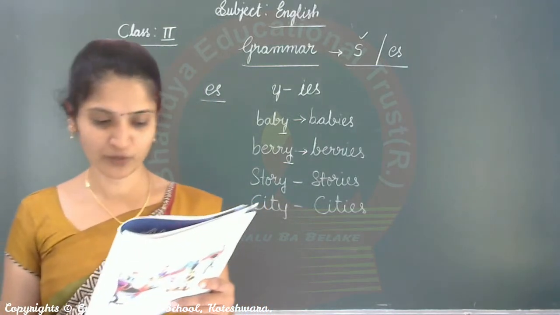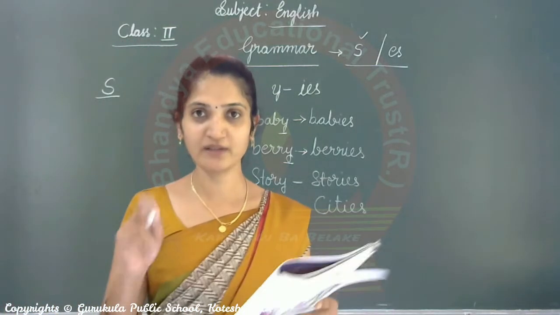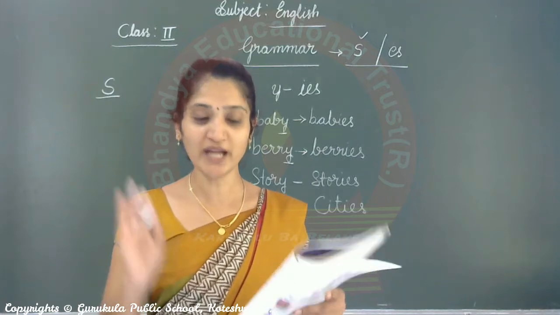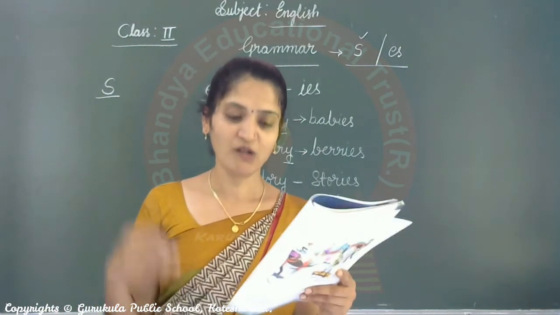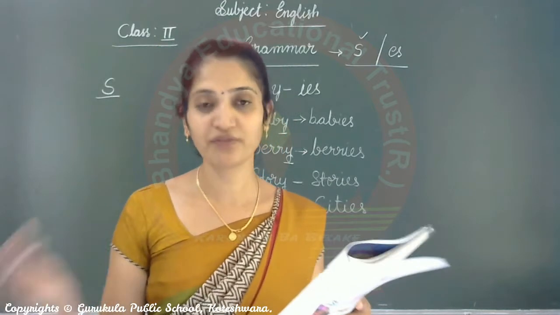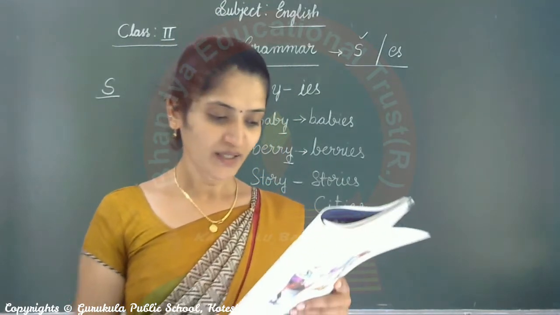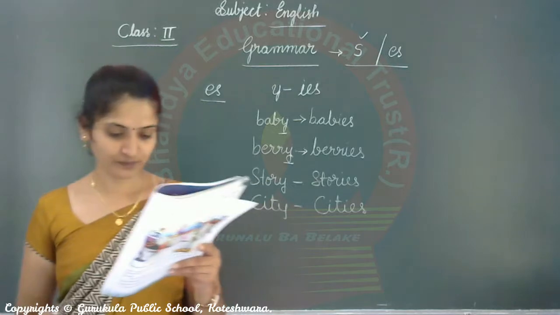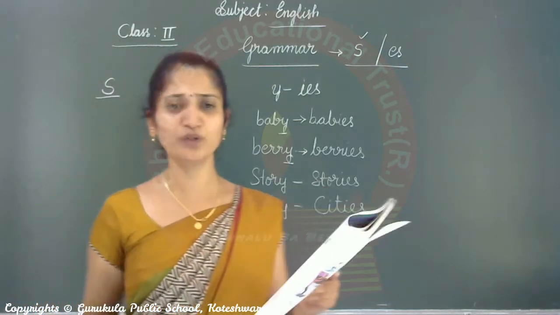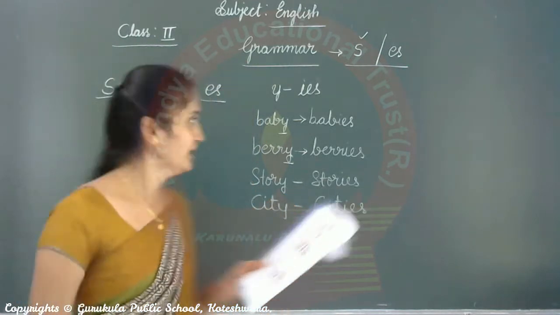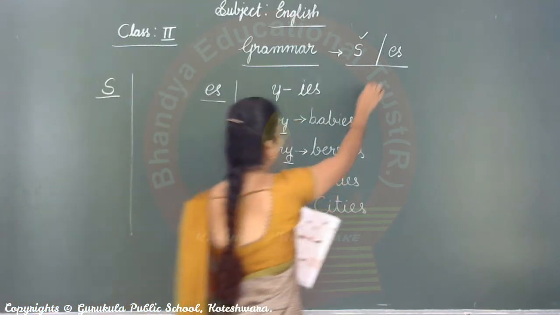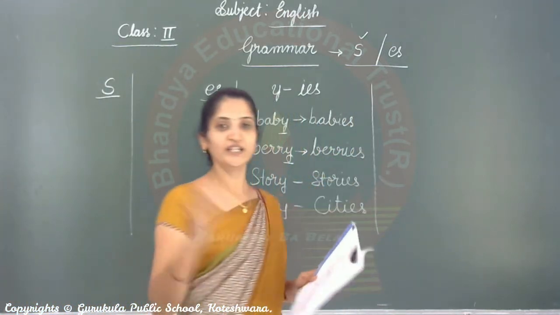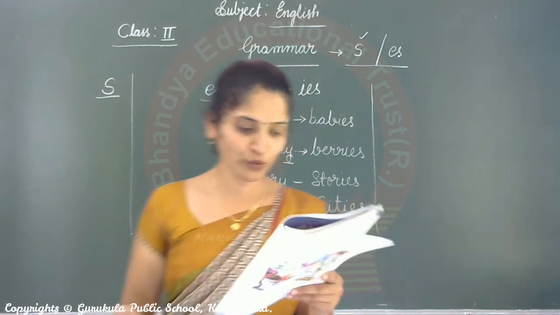Others are there. The fourth one, army. End of the letter Y. Remove that Y and add I-E-S. Armies. Fly, flies. Fairy, fairies. Okay. Next, come to next one. Here one more change is there. First s you learned, then es, and then Y to IES, over.